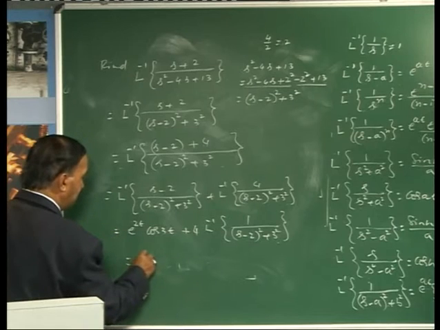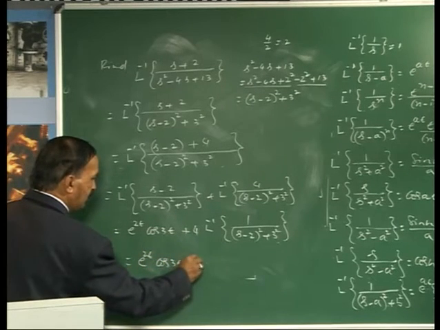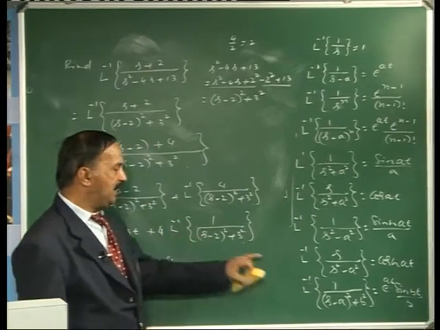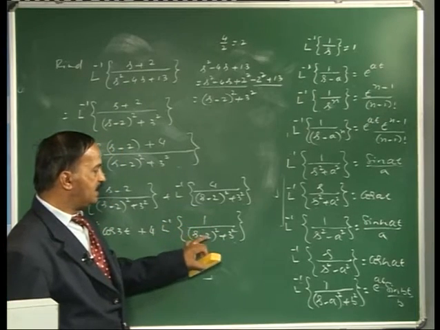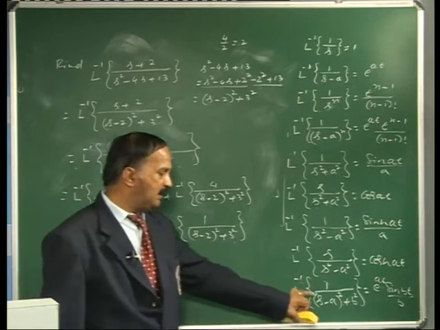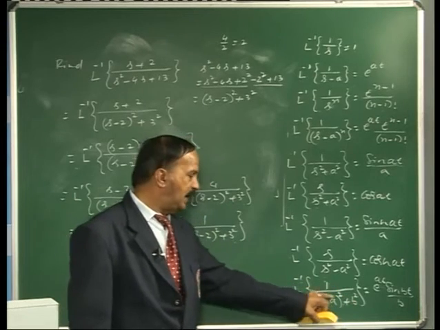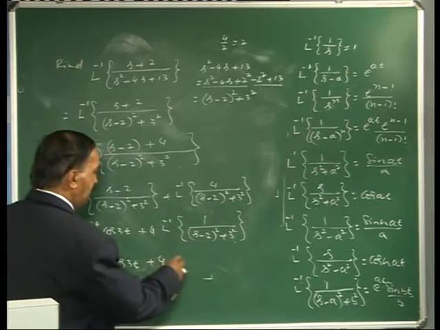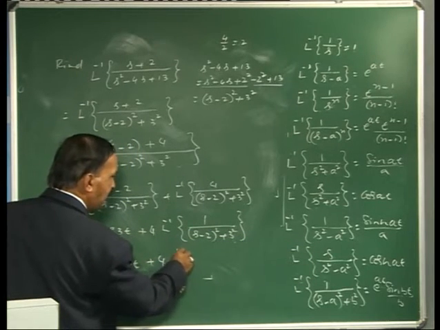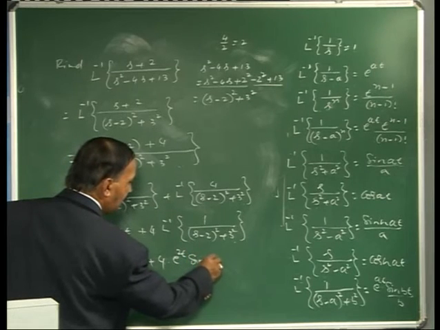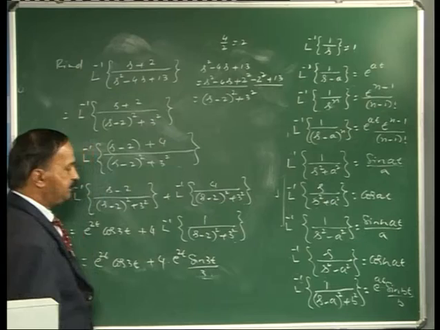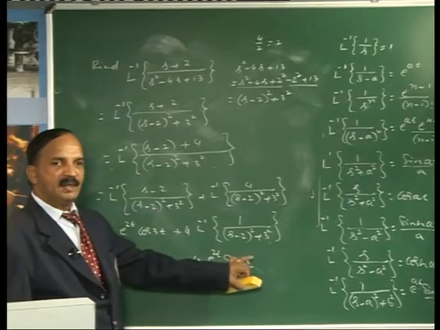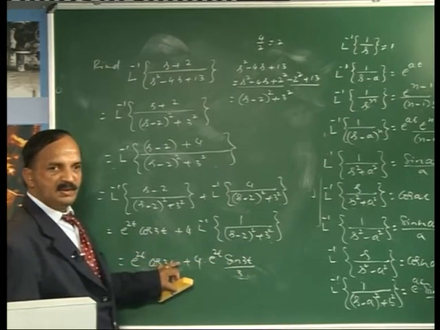That is equal to e to the power of 2t into cos 3t plus 4 into, now by using this formula, L inverse of 1 by (s minus a) whole square plus b square. Put a is equal to 2 and b is equal to 3, you will get the required answer. That means e to the power of 2t into sin 3t divided by b, that is 3. This is the answer: 4 by 3 e to the power of 2t into sin 3t, plus e to the power of 2t into cos 3t.